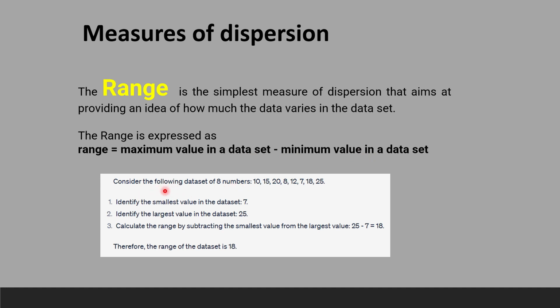So in this example of 7 numbers, that is 10, 15, 28, 12, 7, 18 and 25, first the data is arranged in ascending or descending order. Or you need not sort the data, you just need to identify the smallest and the largest value. So here in this example the smallest is 7 and the largest is 25. So range is calculated by 25 minus 7, that is 18. So the range of the data set is 18.